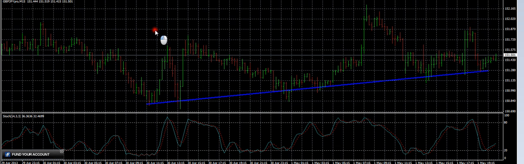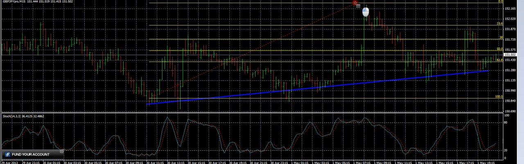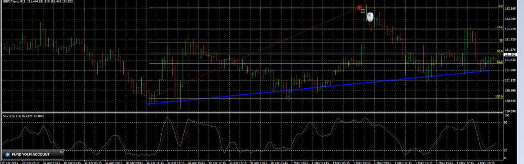So what are we going to look for? We're going to look for trend lines in this situation, right? What else are we going to look for? Fibonacci levels. So right here, we're looking for a buy at one of these Fibonacci levels, these retracement levels.